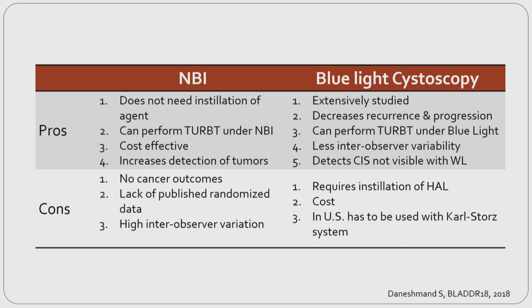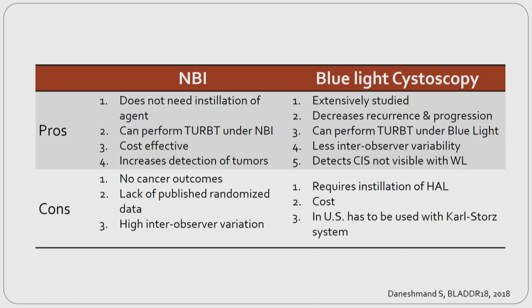Putting this together, it's not really trying to compare the two, but just to highlight a few pros and cons. So NBI does not need installation of any agent. You can perform a TURBT using narrowband imaging. It is cost effective, and it does increase detection of tumors. The cons are that there's no cancer outcome data that has actually been published. There's no large randomized study published in narrowband imaging that's convincing. And there is high inter-observer variation.